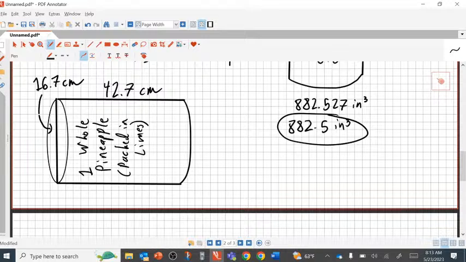Now, thankfully, I don't have any cans quite that size for you tomorrow. But go ahead, guys. I want the volume of that can to the nearest half unit. Give it a shot.